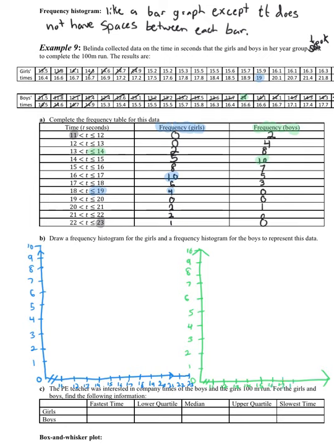Sorry, my handwriting's getting real small. So it starts at 12 for the boys? It should start at 11 for the boys. It should start at 11 for both of them, just because they're both starting at 11 up here and going to 23 over here.